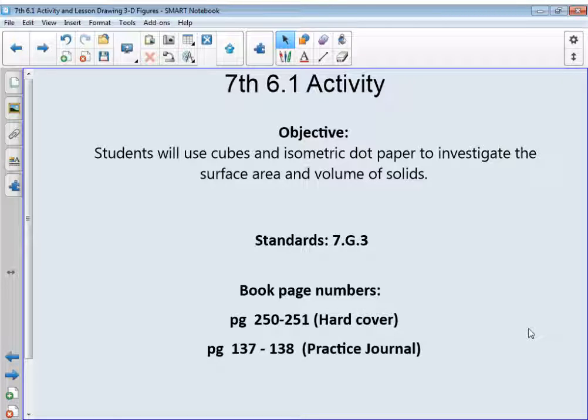The page numbers out of the hardcover book are pages 250 through 251, and out of the practice journal, pages 137 and 138. You will need a worksheet out of the folder over on the counter to help you with activity 1 for this lesson.